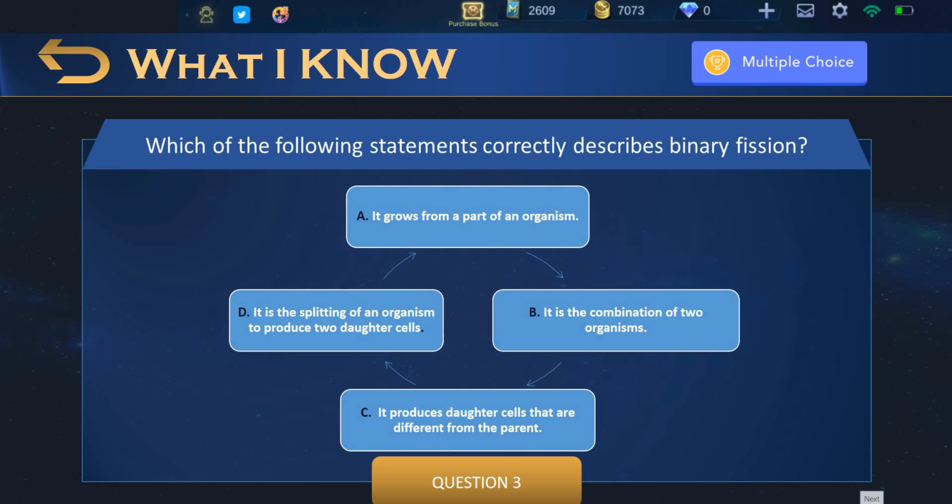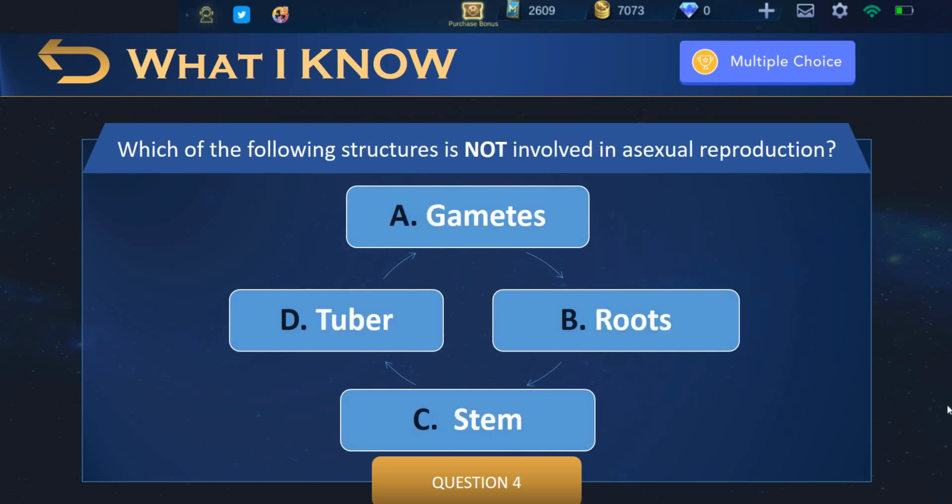Let's proceed with question number 4. Which of the following structures is not involved in asexual reproduction? Is it A, gametes, B, roots, C, stem, D, tuber? Go. Time is up. The correct answer for this question is letter A. Gametes is not involved in asexual reproduction.